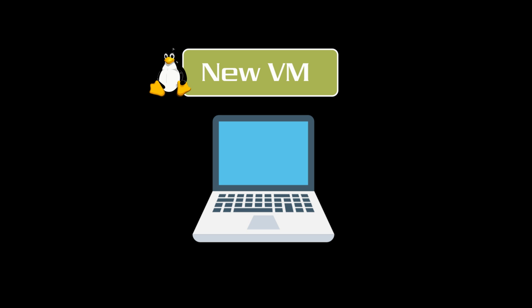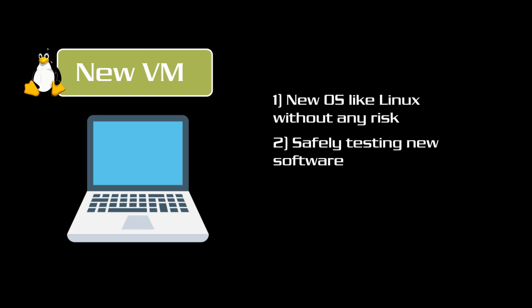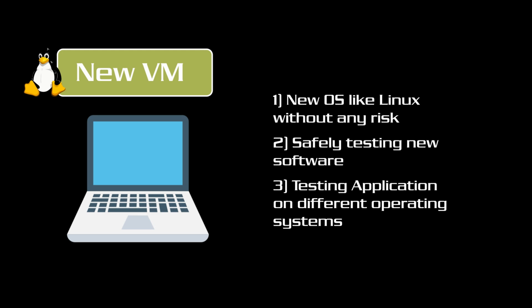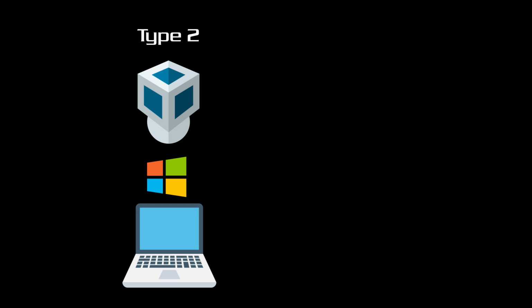This makes them perfect for a few key things. Learning a new OS like Linux without any risk, safely testing new software or potentially risky code, developing applications and checking how they work on different systems, all from one machine. The type of hypervisor we are using, VirtualBox, is a type 2 because it runs like an app on your main OS. This is perfect for personal use.